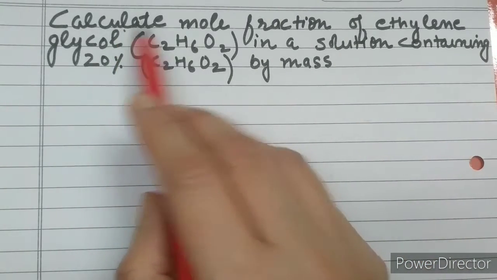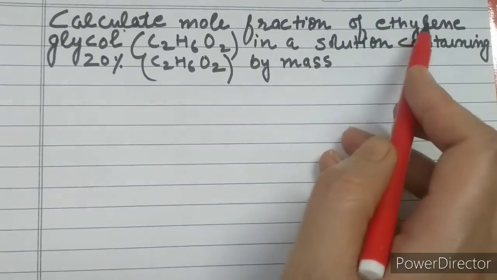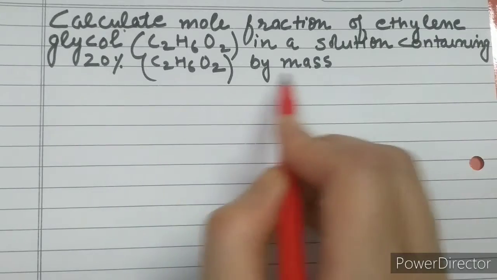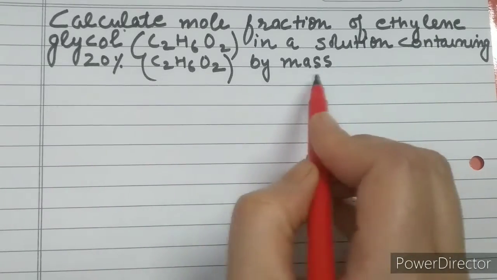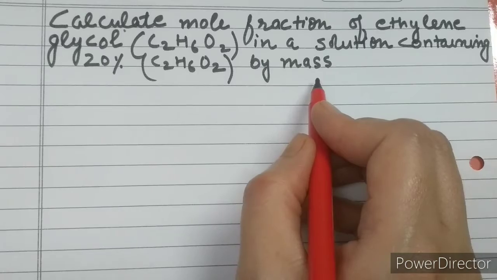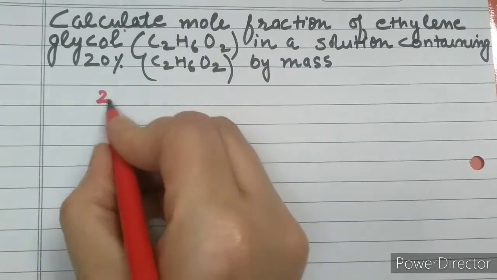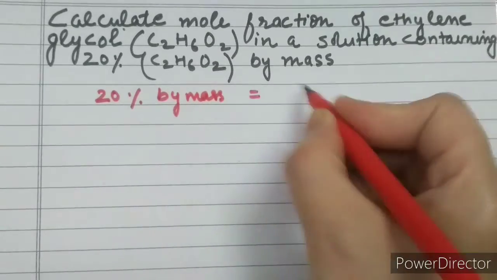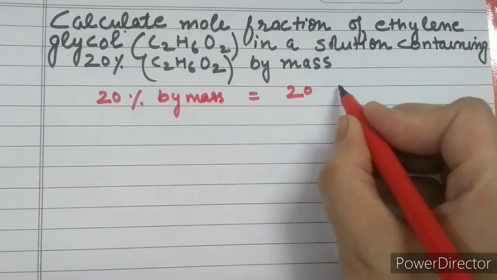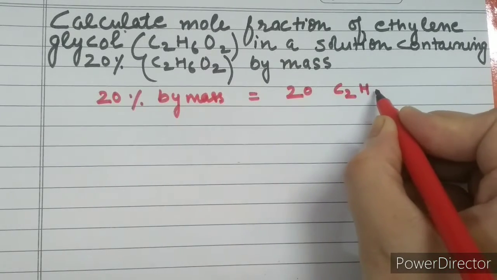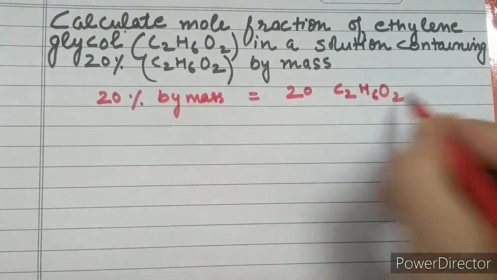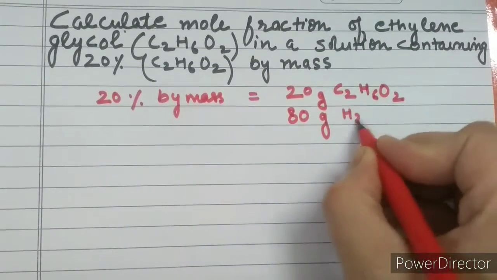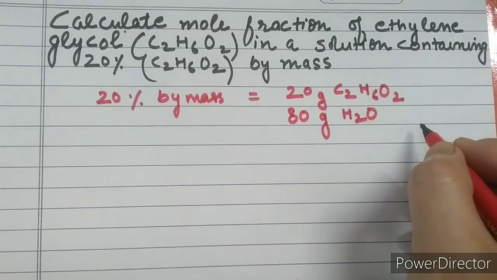So the question is, calculate the mole fraction of ethylene glycol in a solution containing 20% ethylene glycol by mass. If the solvent is not mentioned, we'll always consider the solvent to be water. So what is the meaning of 20% solution by mass? That means 20 grams of solute, and here the solute is ethylene glycol, that is C2H6O2. So 20 grams of ethylene glycol is dissolved in 80 grams of water. That is why 20 plus 80 becomes 100.